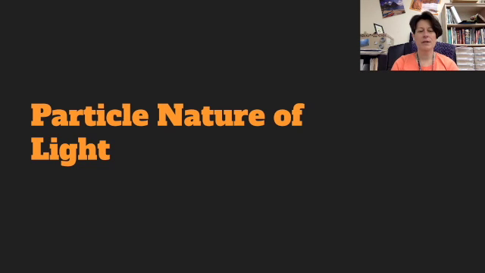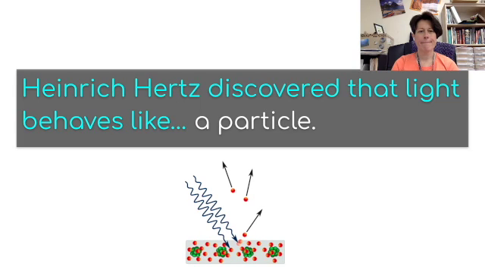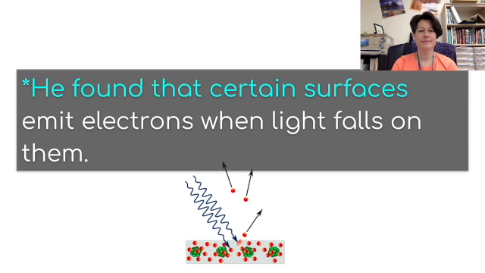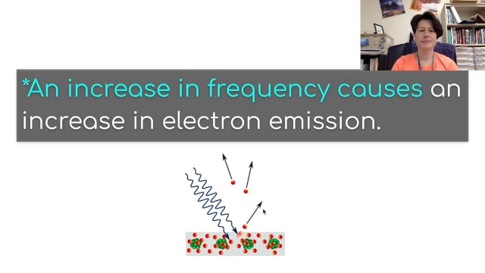Now let's talk about the particle nature of light. Heinrich Hertz discovered that light behaves like a particle. He found that certain surfaces emit electrons when light falls on them. So here's the light coming in, here's the electrons coming off.